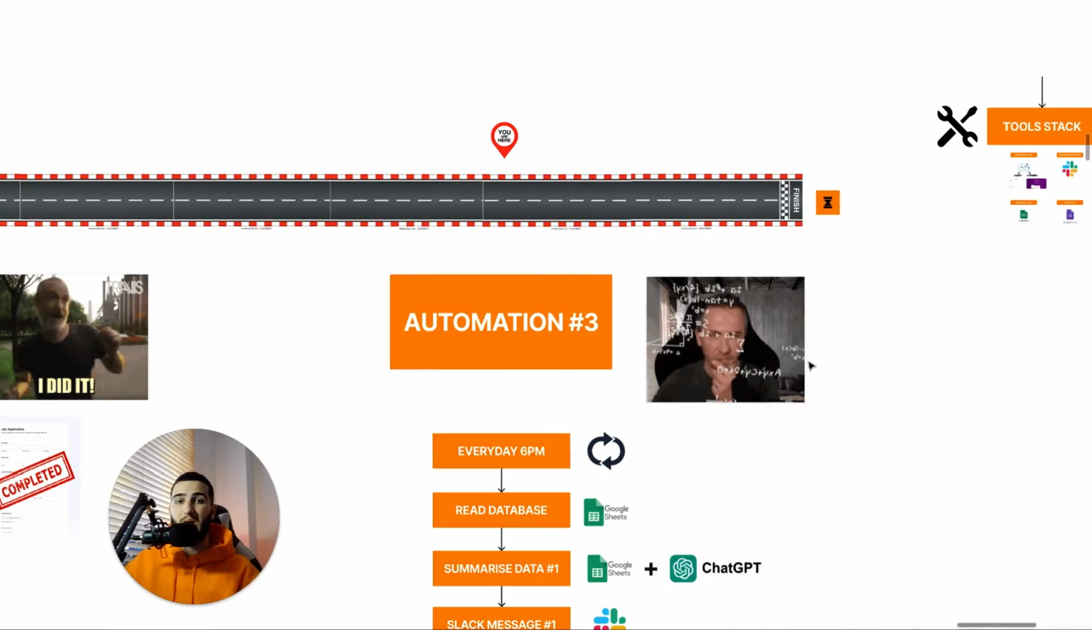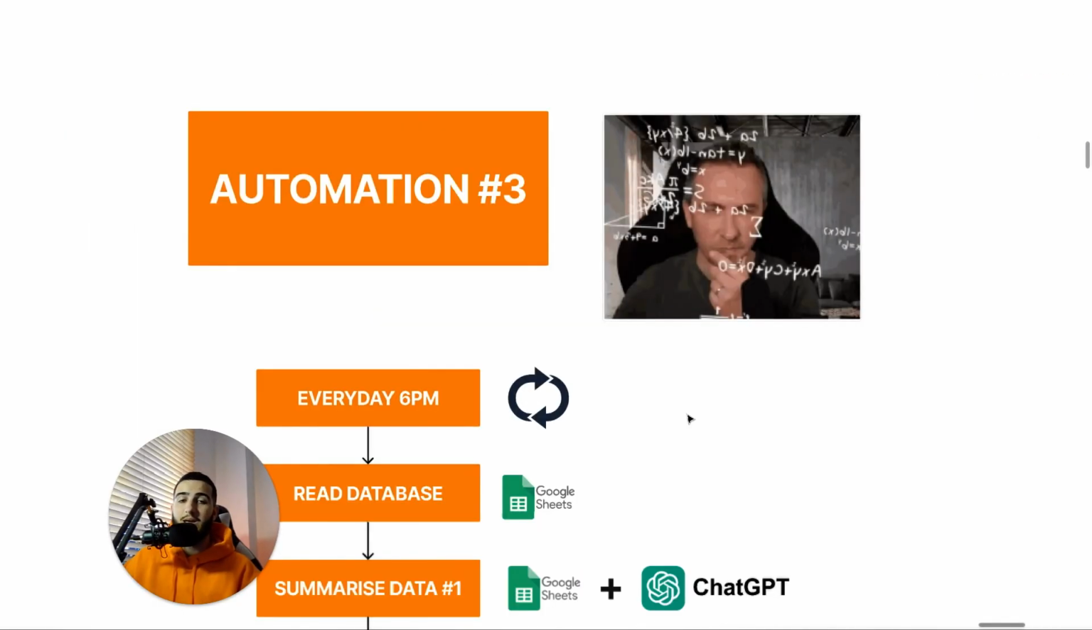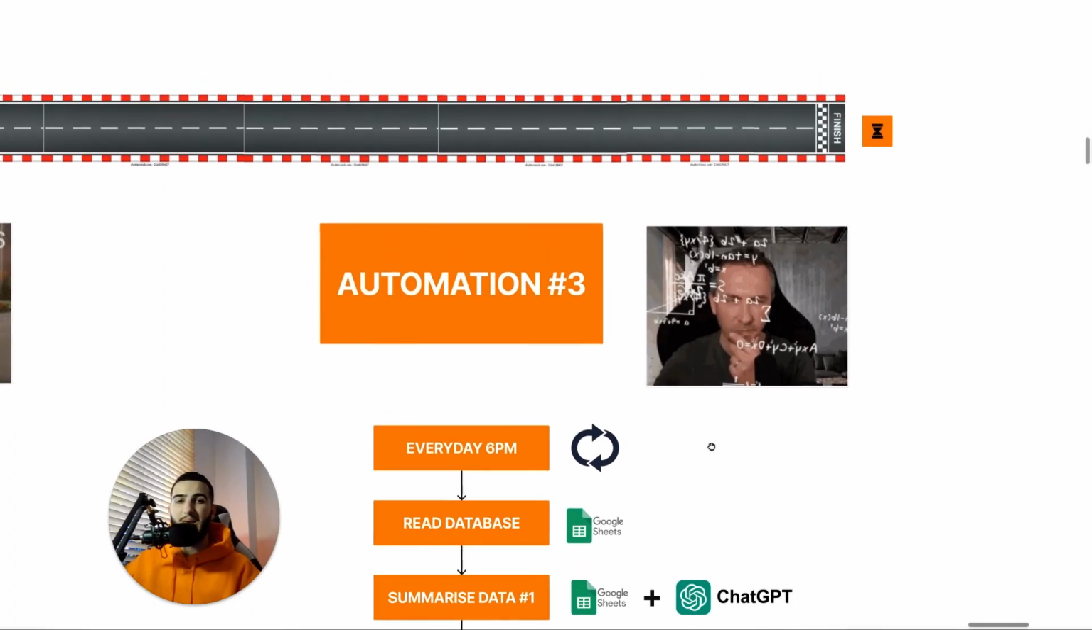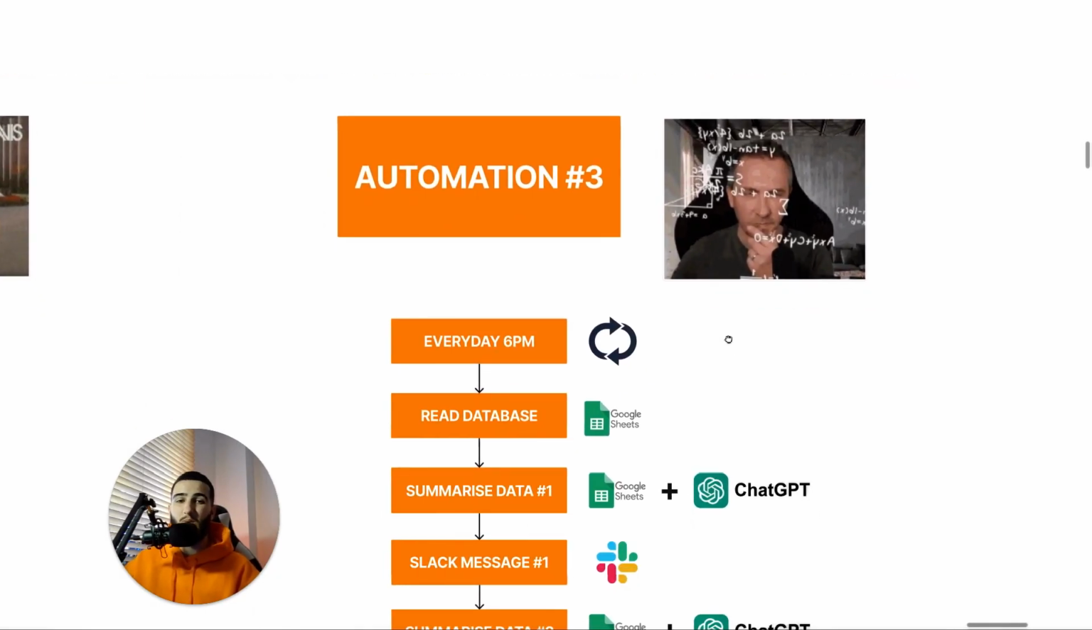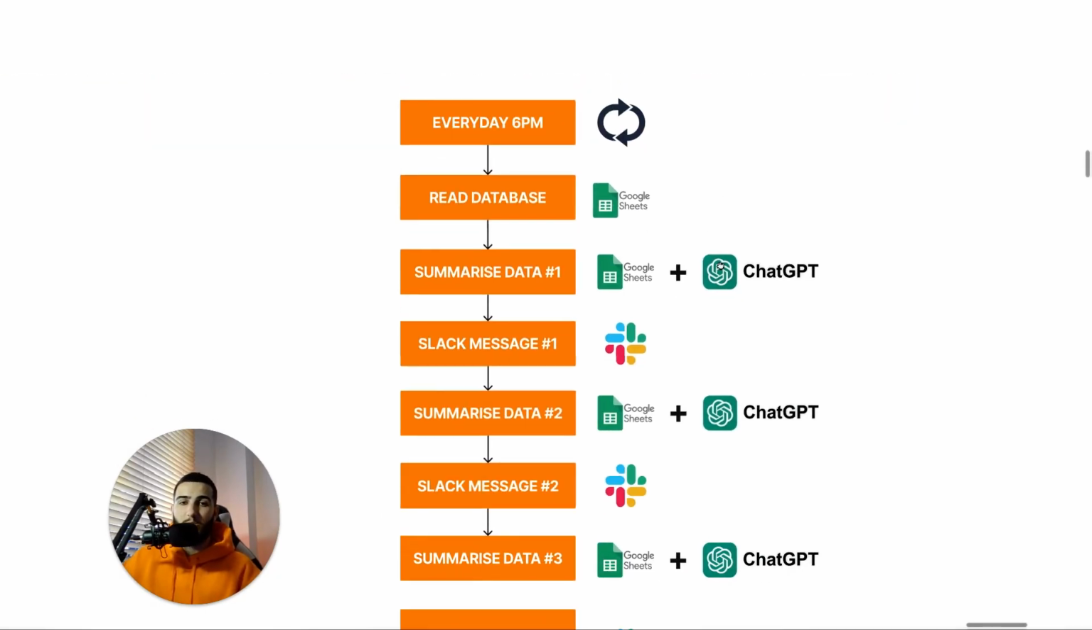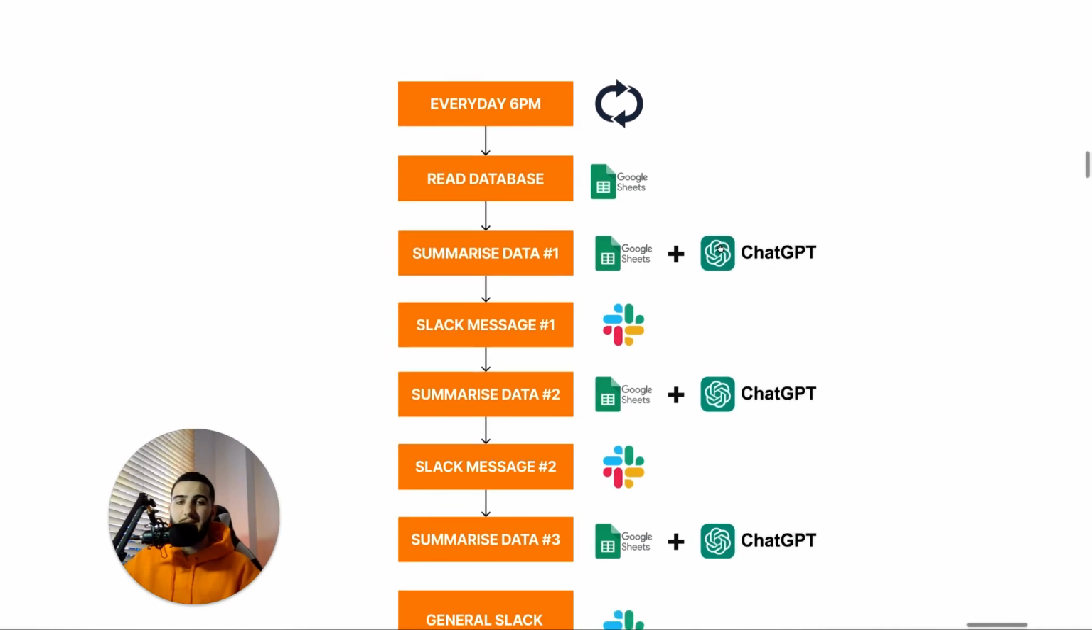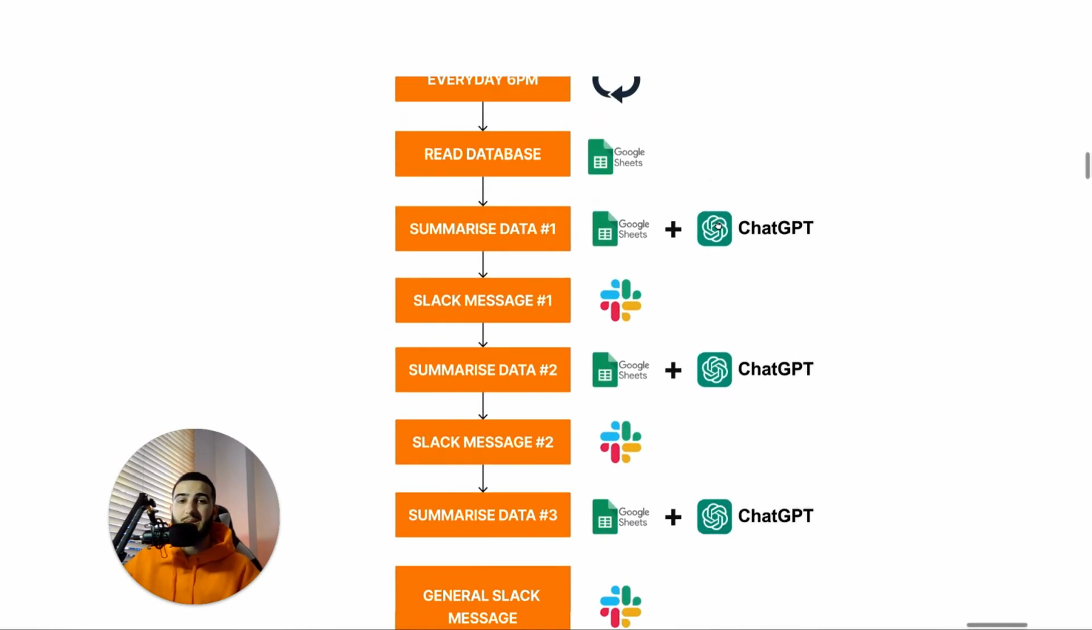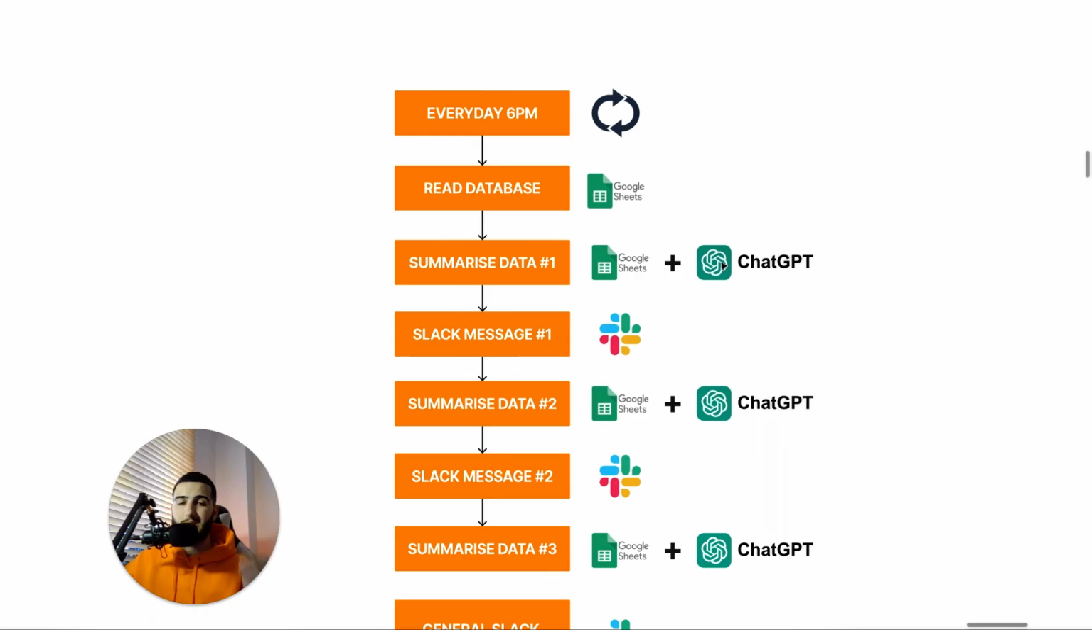The third automation we want to do will actually allow us to analyze that data every single day and share it with relevant team members, admins, whatever. Now, for this, it'll be quite simple. All we're going to do is read the database, summarize the data, and then send a Slack message based on that summary. Now, we are going to use ChatGPT to summarize it.